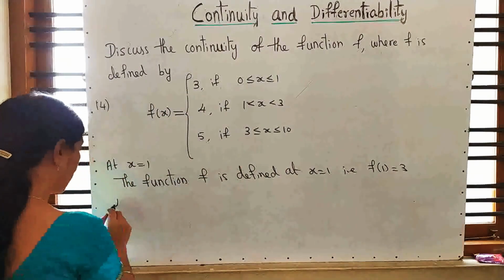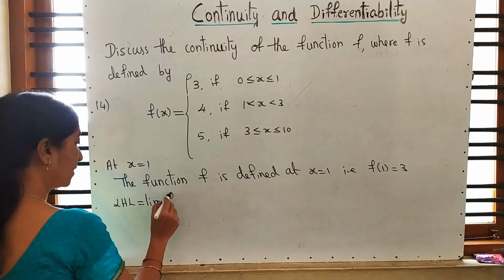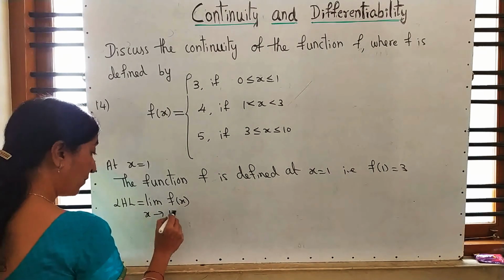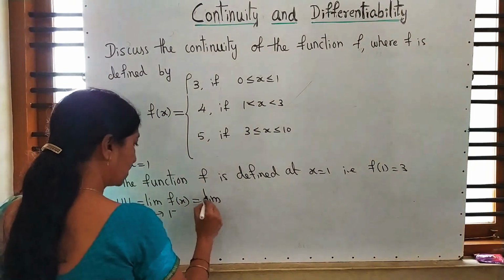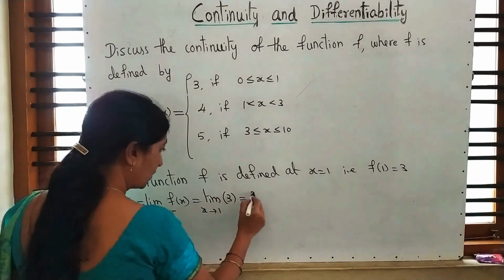Now we are moving to the left hand limit. See, what is the left hand limit? Limit f of x as x tends to 1 minus. Here it is less than, so we have to select the function 3. X tends to 1, there is no x, so the answer is 3.